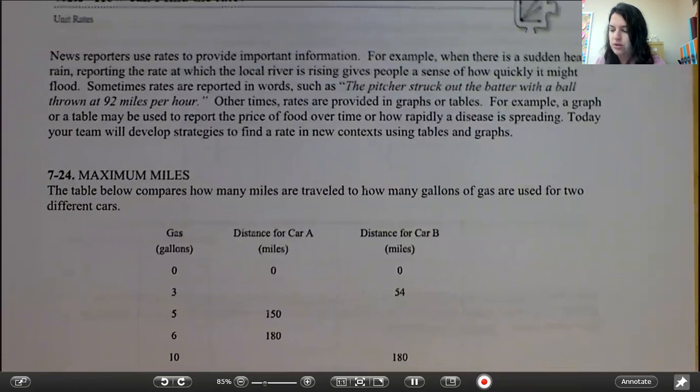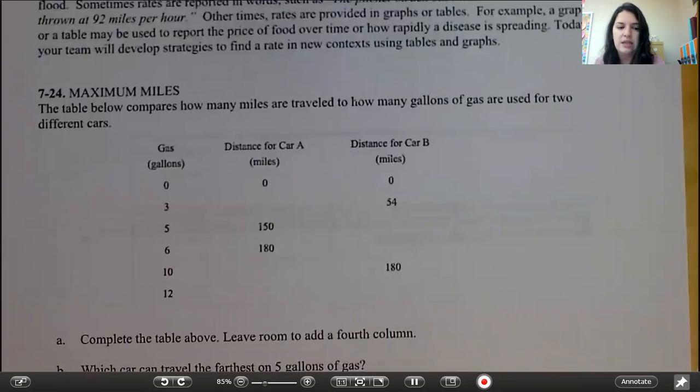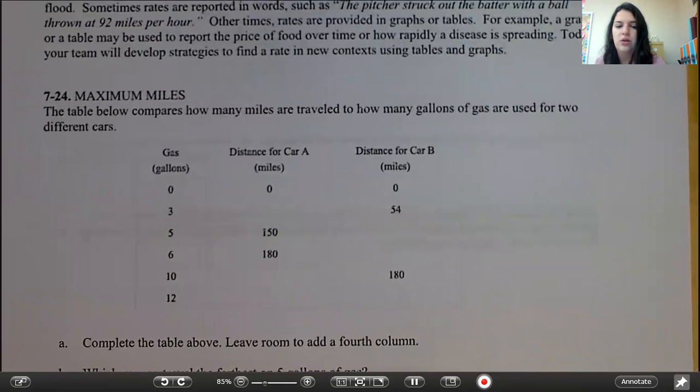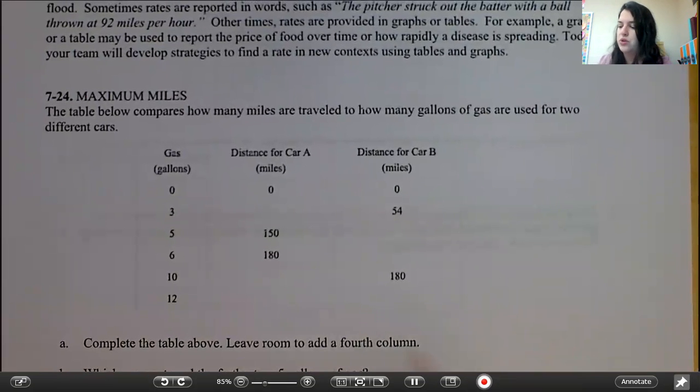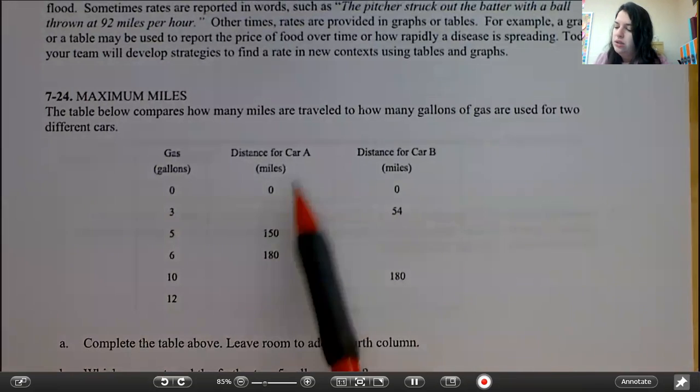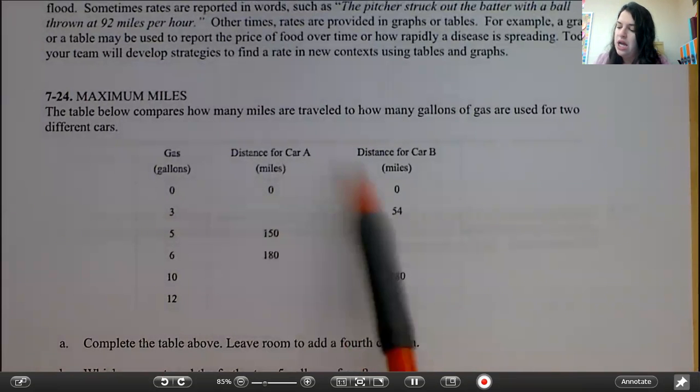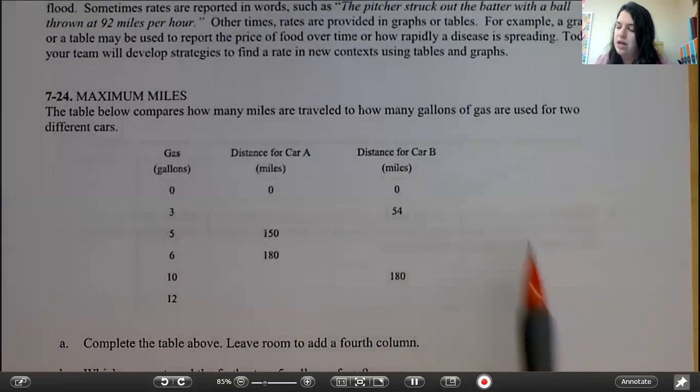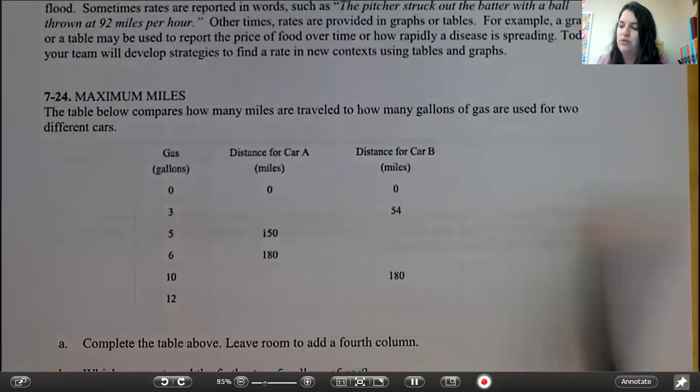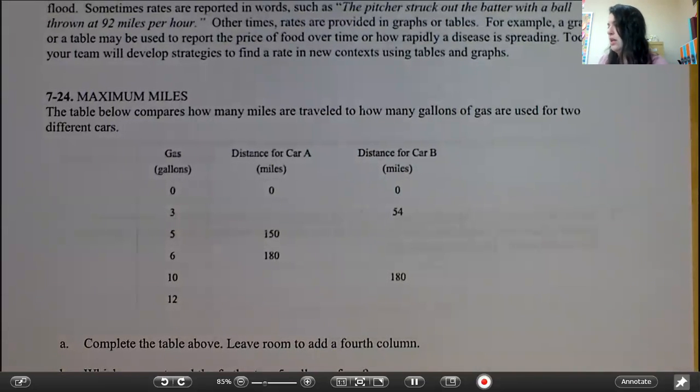7-24, maximum miles. The table below compares how many miles are traveled to how many gallons of gas are used for two different cars. Part A says complete the table above, leave room to add a fourth column. So I want you to complete the table for distance for car A and distance for car B, and then we're going to end up drawing a table over here. So make sure you leave this space over here. Go ahead and do that now.